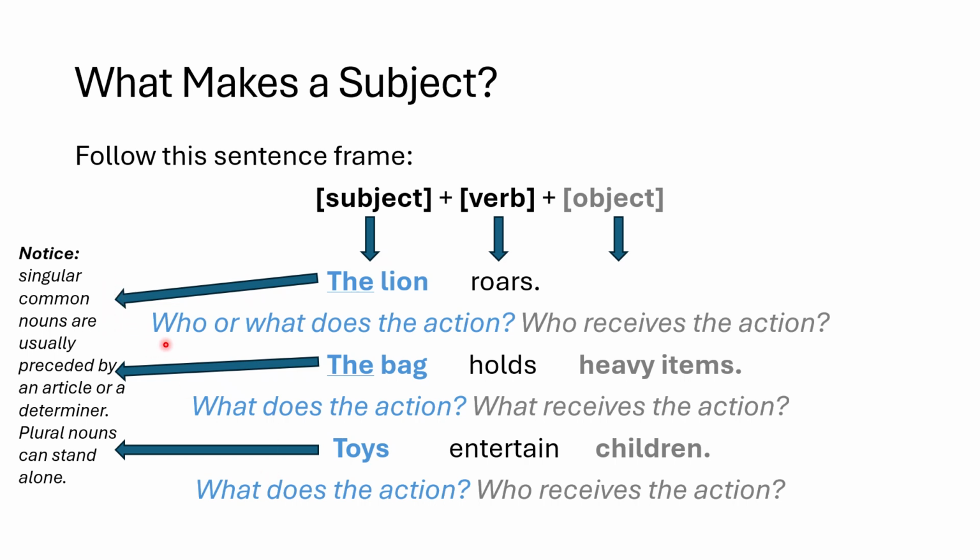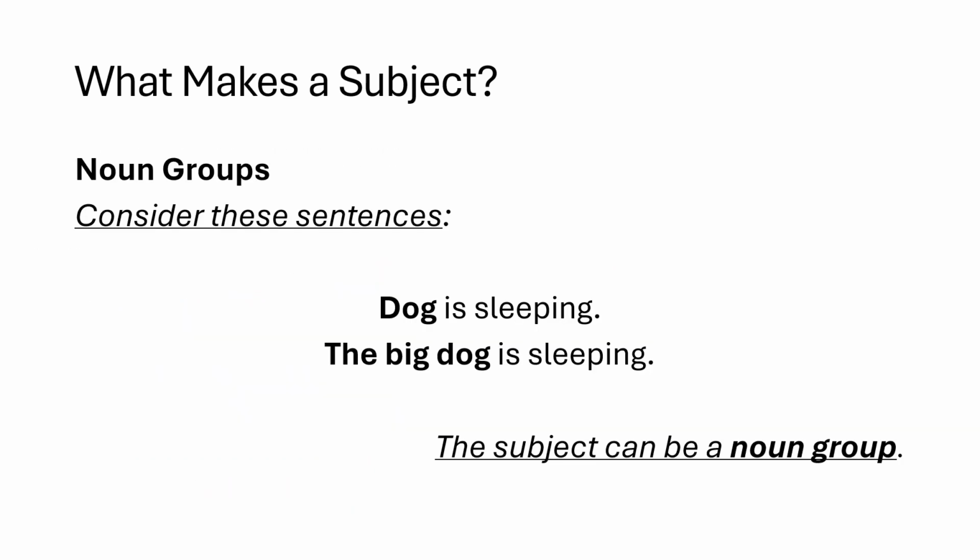Singular common nouns are usually preceded by an article or a determiner. Plural nouns can stand alone. Consider these sentences. Dog is sleeping. The big dog is sleeping. Is the subject still dog in the second sentence? Yes. Do we say only dog? No. Singular common nouns are usually preceded by an article or a determiner. The subject can be a noun group.